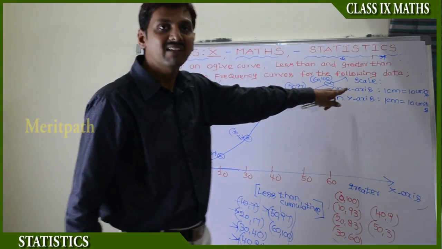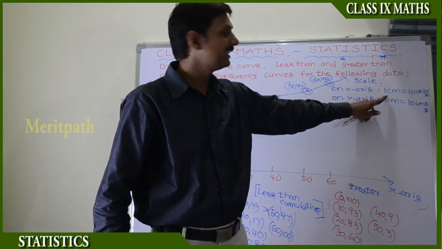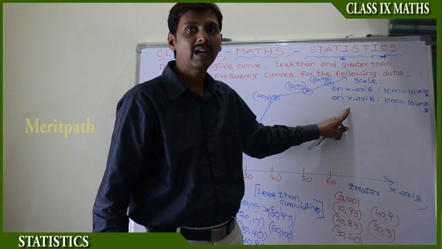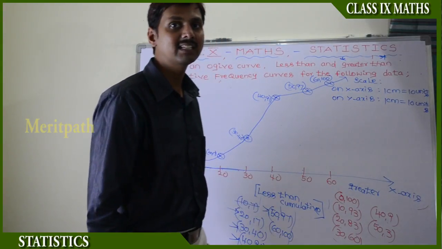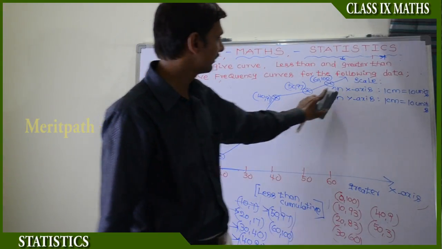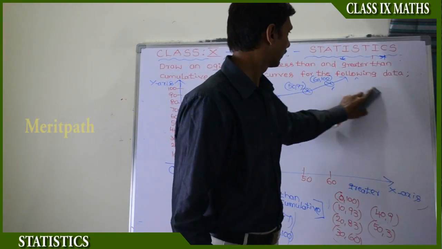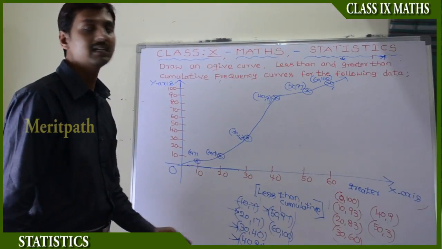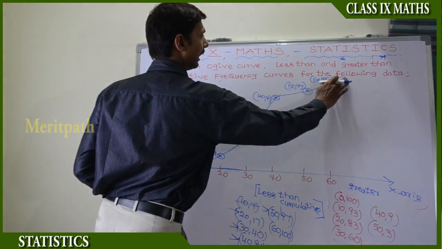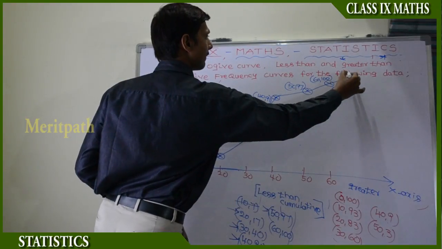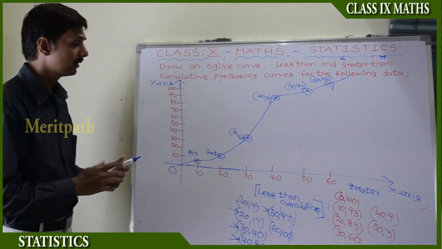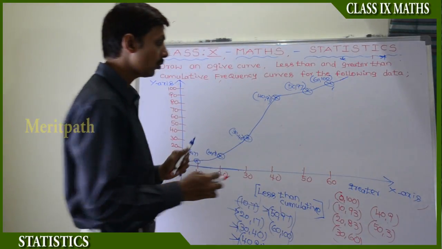And we have taken the scale on the x-axis as 1 centimeter equals 10 units, and on the y-axis 1 centimeter equals 10 units. So this is the less than cumulative frequency curve we have drawn in this manner. Now let's take the greater than cumulative points.